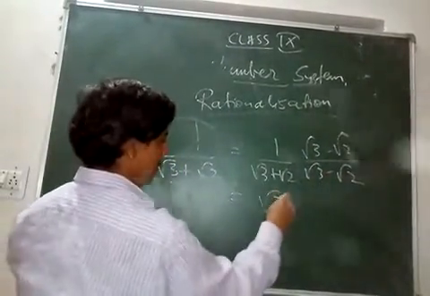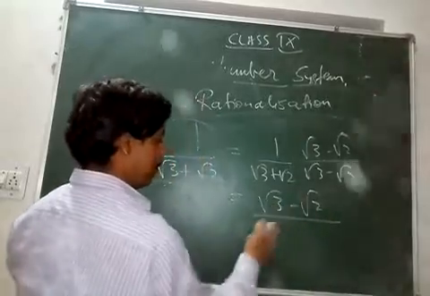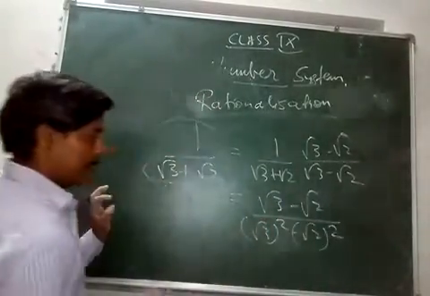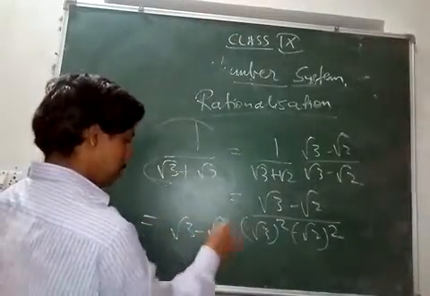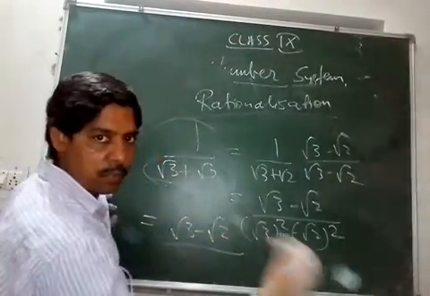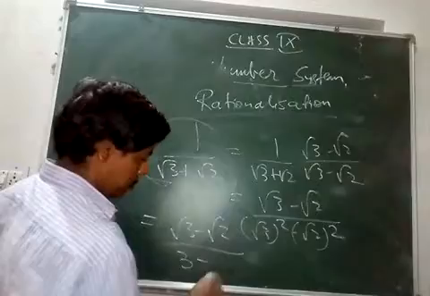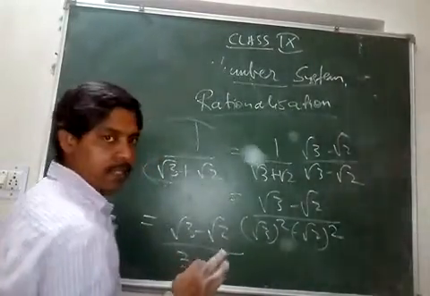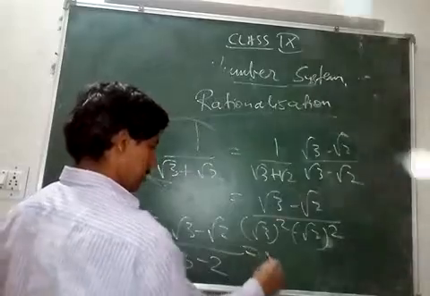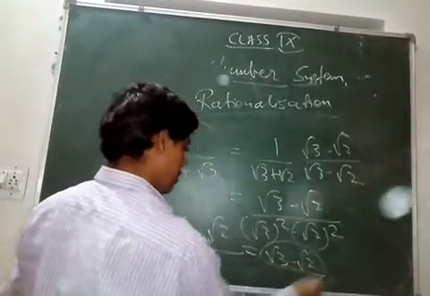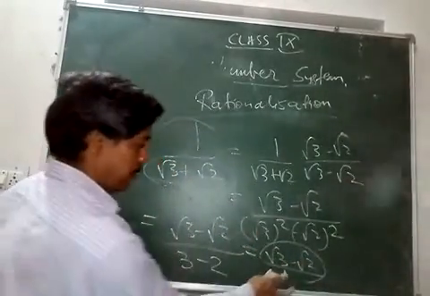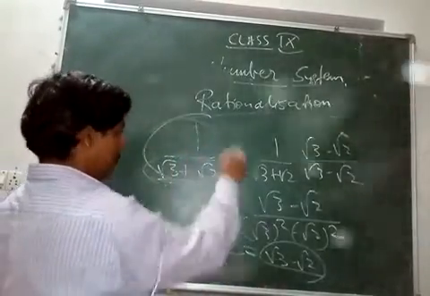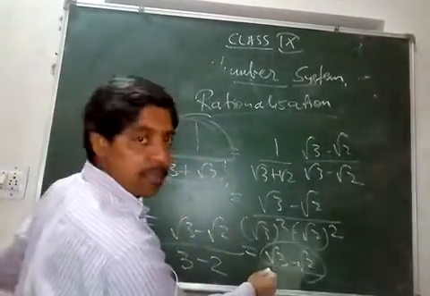So you will get root 3 minus root 2 in the numerator, and the denominator is root 3 square minus root 2 square. Root 3 into root 3 is 3, and root 2 into root 2 is 2, and 3 minus 2 is 1. It is not always 1, but I am taking examples where it comes out to be 1. The answer is root 3 minus root 2. The 1 we can just neglect or let it be understood. So 1 upon root 3 plus root 2 is equal to root 3 minus root 2.